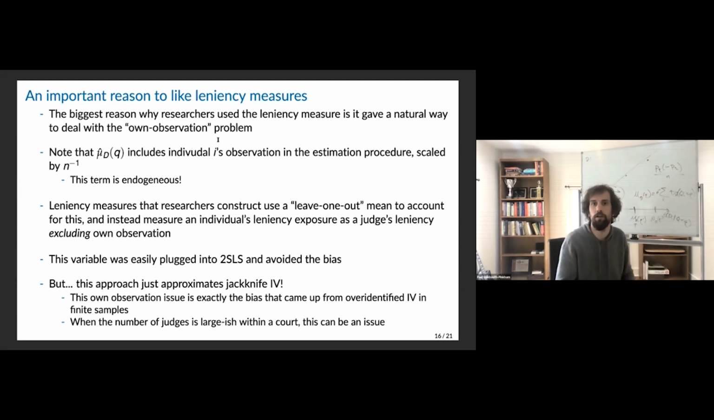So say Leland and I both file for bankruptcy, and we have Daniel and Kanyao. In the data, our leniency measures would look slightly different because we wouldn't be using our own observation. That's one way in which people try to deal with these things.